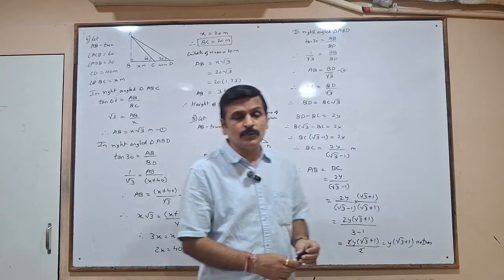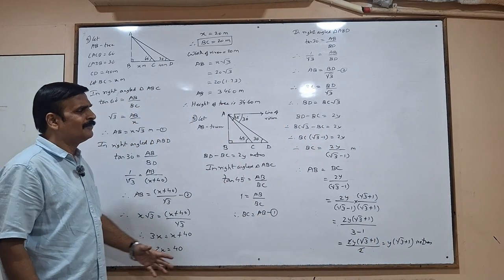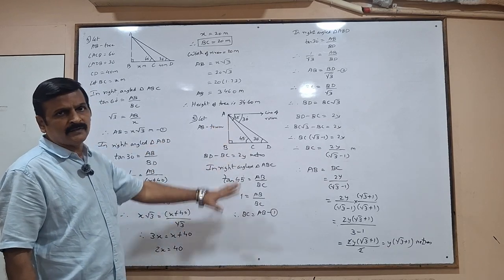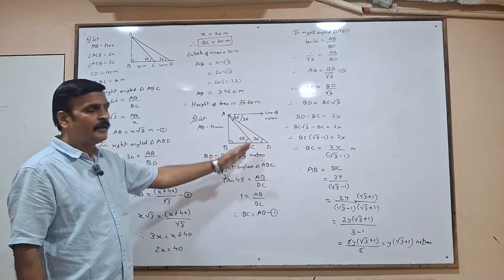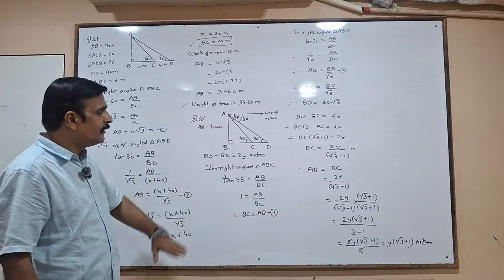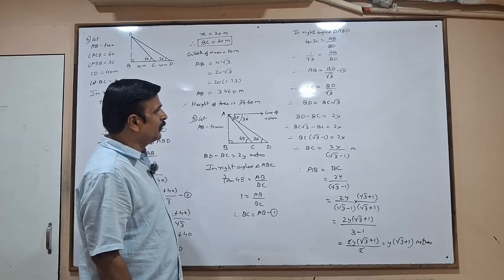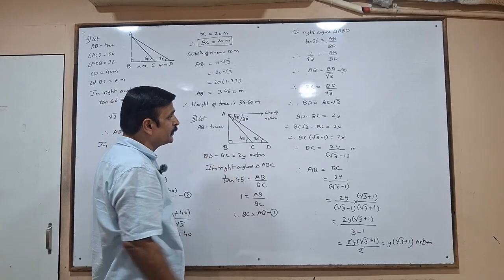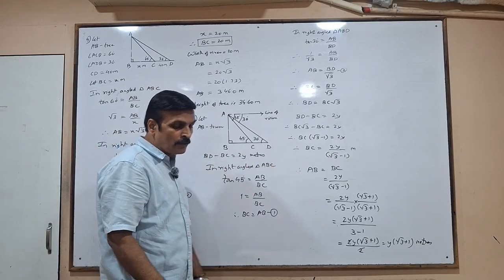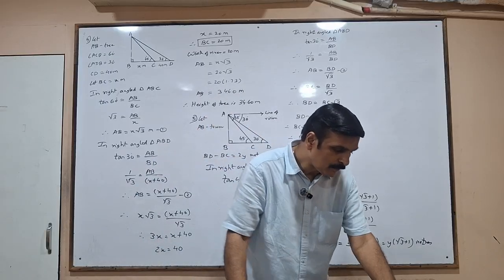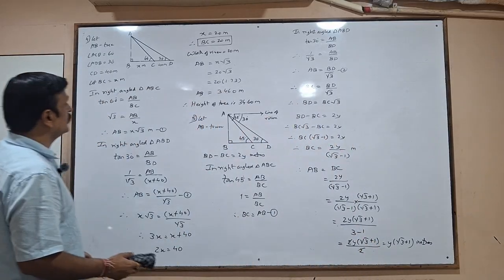I hope this is understood. We had to prove, but ultimately we are doing the same thing: two triangles, right? AB is common, so we went for tan as per the given relation, we equated, and we got the result. Let us move to the next one.